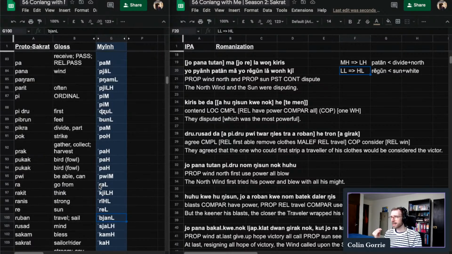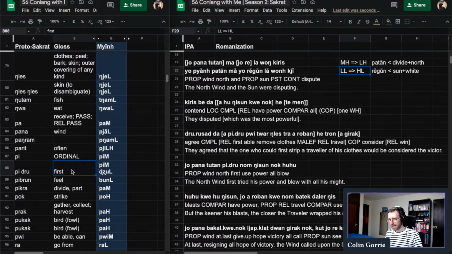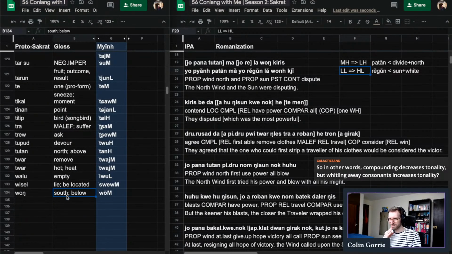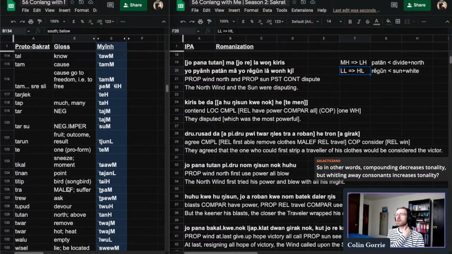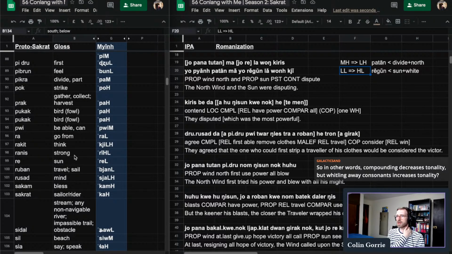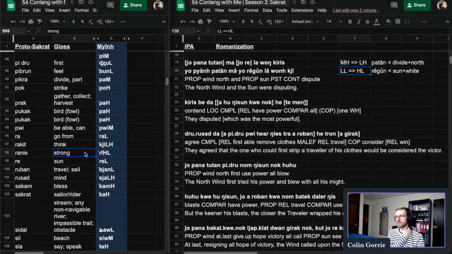So let's take a word like, well, we have north. Do we have any other directions? South, that's not going to help us. I need a compound with strong. Okay, so for mind, we have this word, this sya. So mind is sya. And strong mind is something like, maybe we have a word like this.